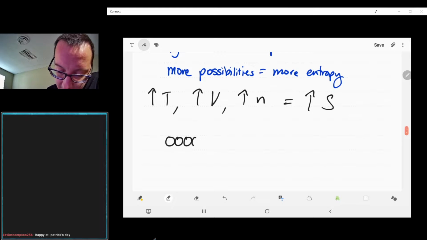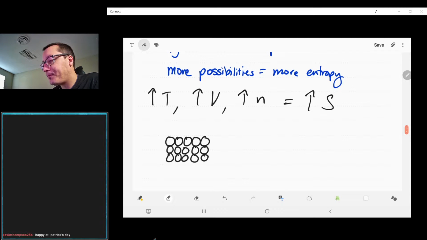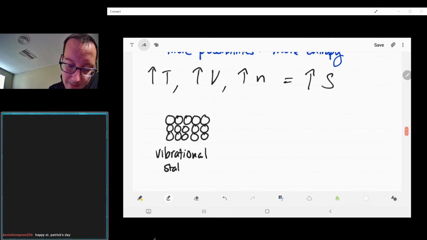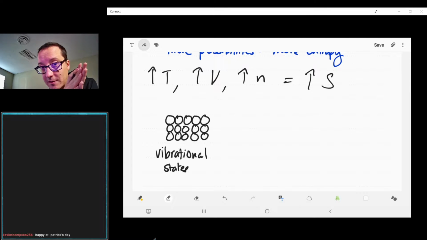So, solid, here we go. If we look at a solid, we know that solids don't move around each other, right? They're fixed in place, but they do have vibrational states. They are moving, oscillating back and forth very slightly, but those are different possibilities. So as they do that, they are still creating entropy as they vibrate in place.